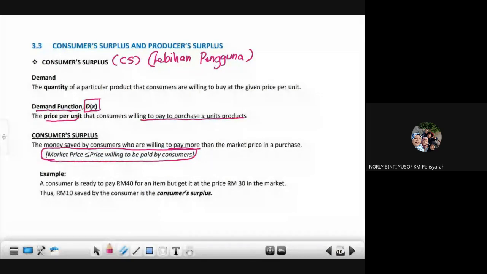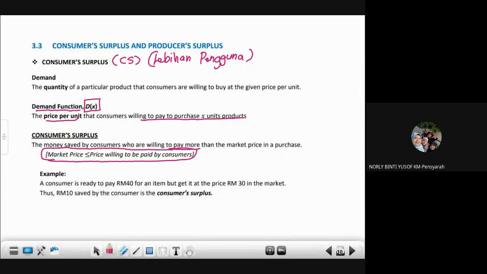Okay, so example, a consumer is ready to pay RM40 for an item to get it at a price of RM30 in the market. So thus RM10 saved by the customer. So consumer is called consumer surplus. Maksudnya kalau kita beli barang, kita yang untung, kita as consumer yang untung, so tu dikira sebagai consumer surplus. Tapi kalau kita beli barang, pengeluar tu yang untung, so dia akan jadi producer surplus. So you lebih faham tu kan bila you belajar ekonomi dengan business.